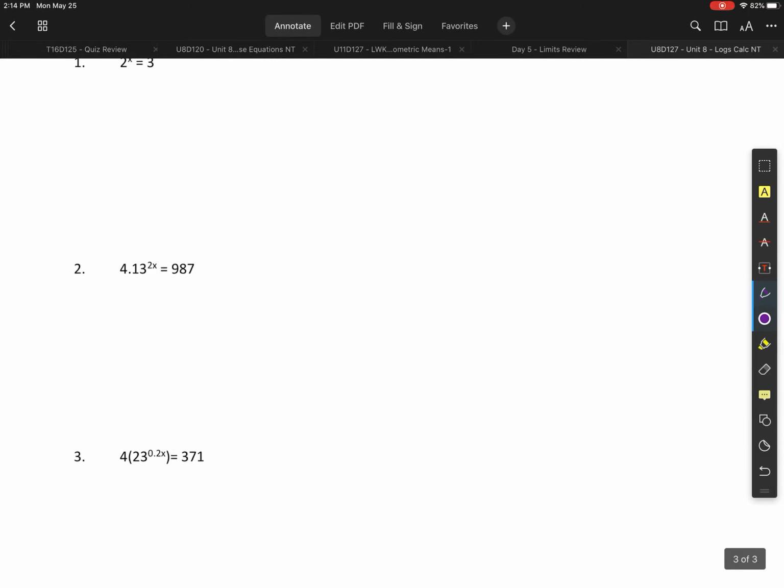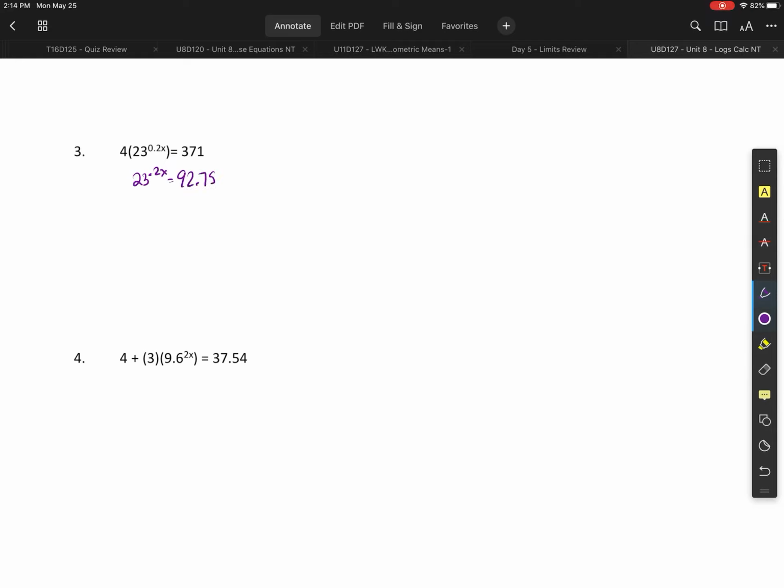Alright, I'm skipping 1, I'm skipping 2. They're pretty straightforward. I'm going to 3 and 4. Divide by 4. 23 to the 0.2x equals 92.75. Convert to log. Log base 23 of 92.75 equals 0.2x. Log 92.75 divided by log 23 equals 0.2x. Divide by 0.2. x equals 7.224. Check. Plug in. Check. Know for sure that your answer is correct.